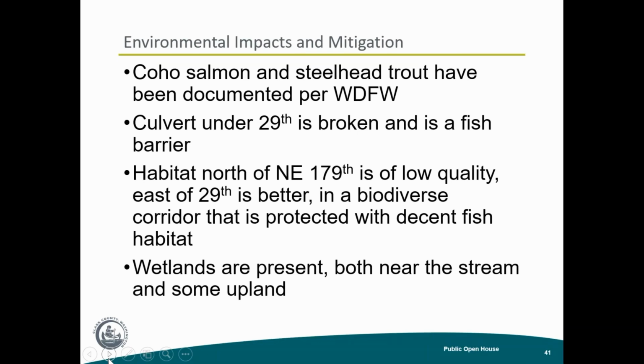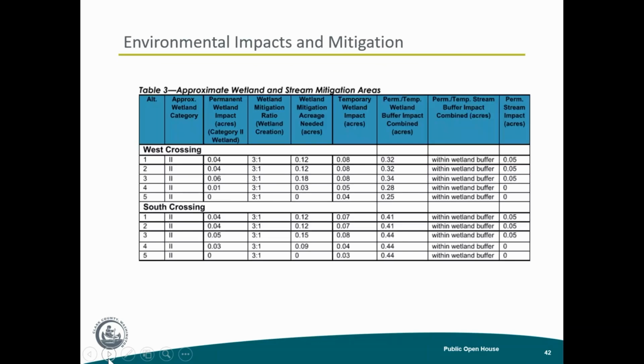The culvert was broken, it's a fish barrier. The habitat north is low quality, it's going to be improved slightly, right? And then the east is better. There are wetlands present both near the stream, and there's some upland in that field that will be impacted, and that will cause mitigation. So I'll talk briefly about that in the next slide.